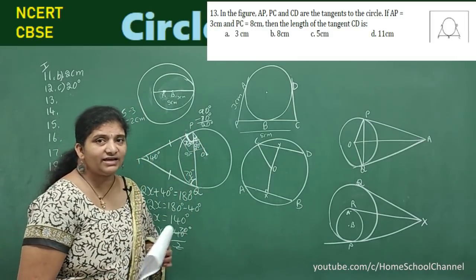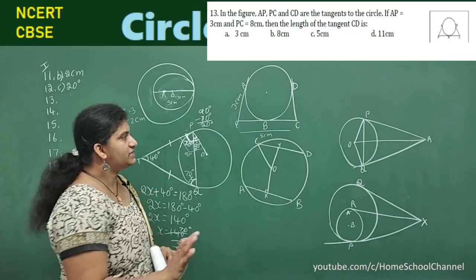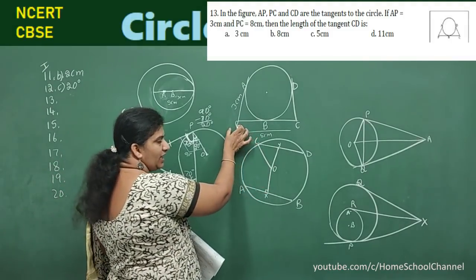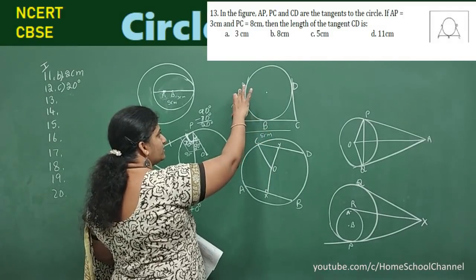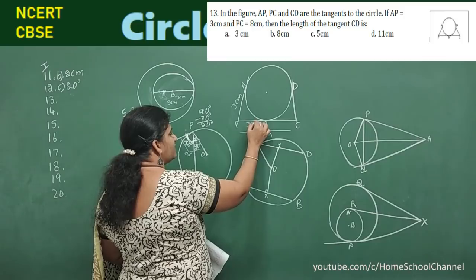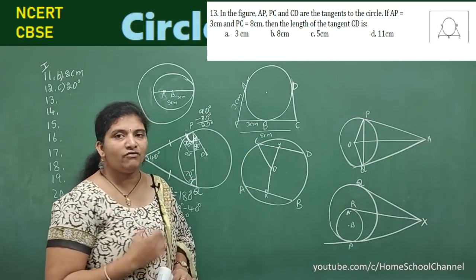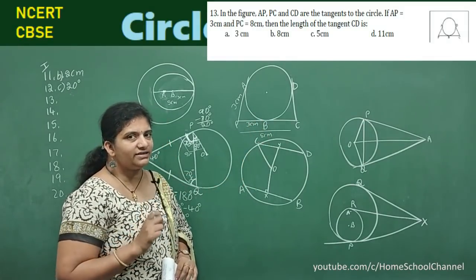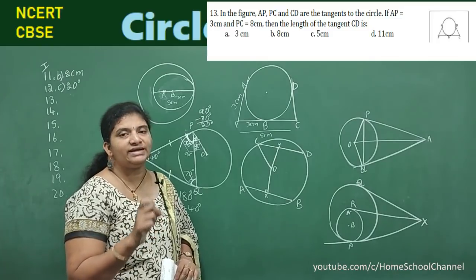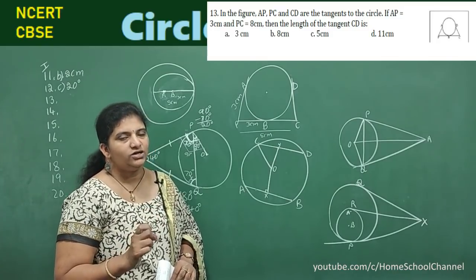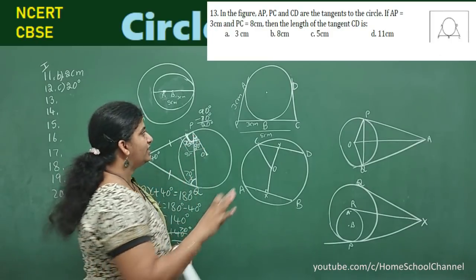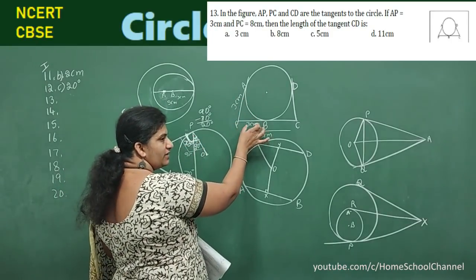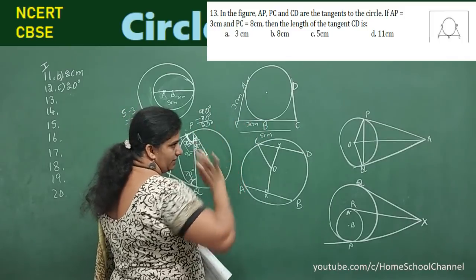What is the length of the tangent CD? So, observe here carefully. If I take P as an external point, PA is equal to PB. So, this is 3 centimeters. This will be 3 centimeters. How am I saying this? The lengths of the tangents from an external point to a circle are equal. So, by theorem, the tangent lengths will be equal. Therefore, PA is equal to PB. Therefore, this is 3. This will be 3.